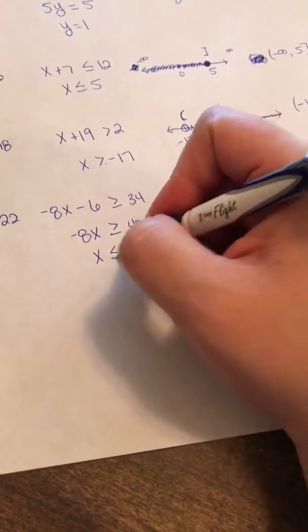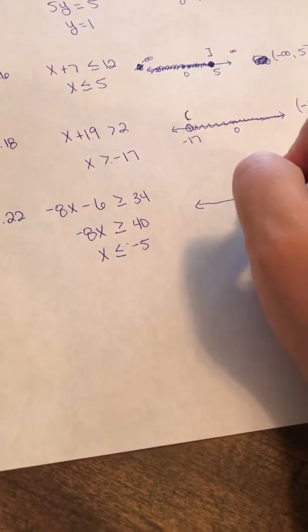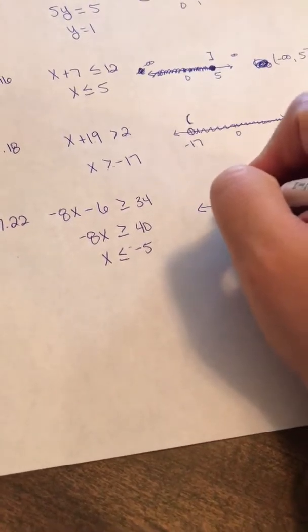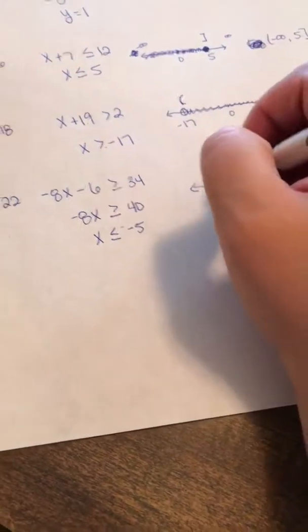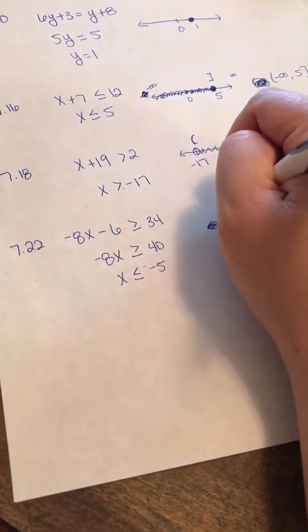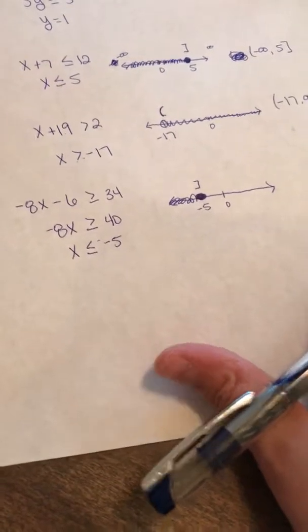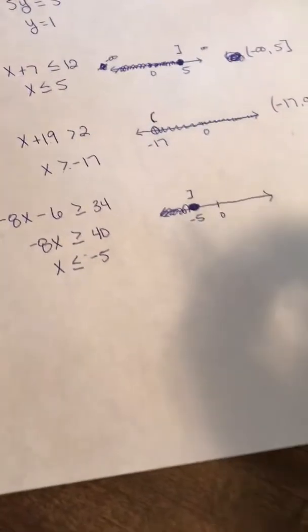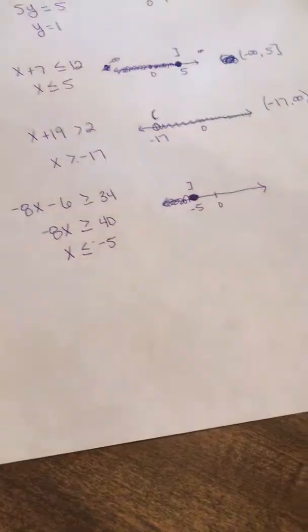So it's less than or equal to, so you have the equal to, so you're going to do a closed circle or a bracket, and it's less than, so you're going to go to the left. So if you wanted, you could do a bracket. And if you wrote that one in interval notation, it would be negative infinity to negative 5 with a bracket.